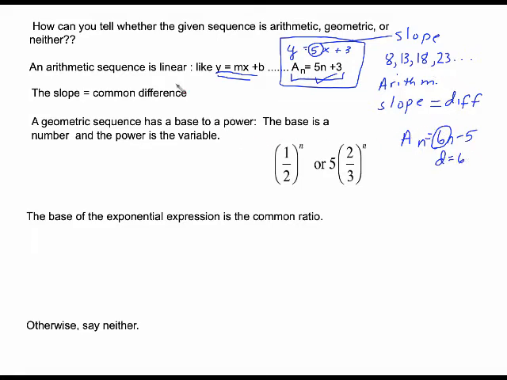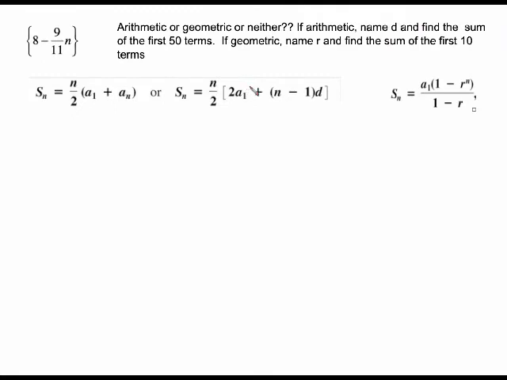Now, before we talk about the geometric, let's look at an example of what you're really going to have to do. It says, is it arithmetic or geometric or neither? If arithmetic, name the d, and then find the sum of the first 50 terms. Well, take a look at this. You might want to think about it in this form, negative 9/11 n plus 8, because that looks a lot more like mx plus b. So right there, we do know it is arithmetic, and we know that the common difference is this number in front of n, which is negative 9/11.